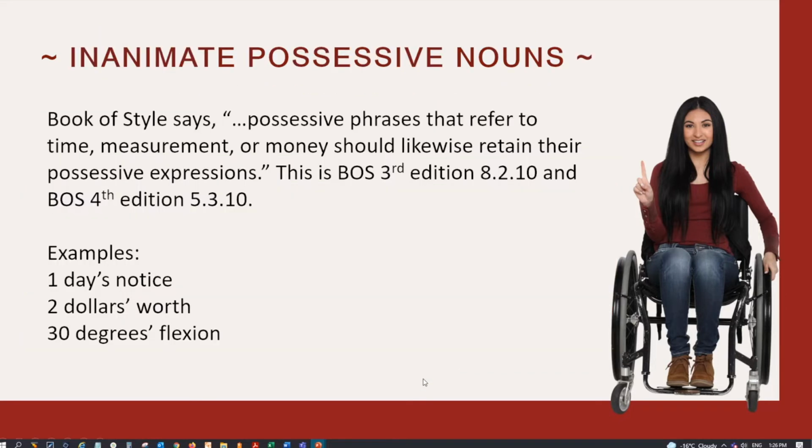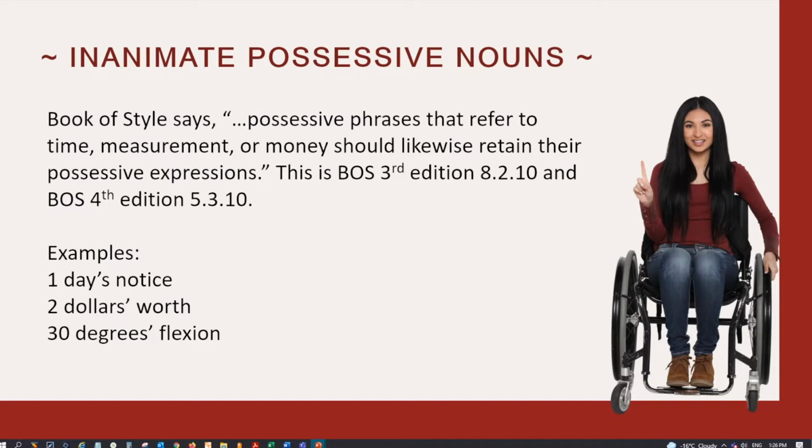Okay. All right, inanimate possessive nouns. This is something that took me a while to get used to. I think for me, it was just a lot of repetition and hearing these phrases more often and kind of getting to know them. But the Book of Style talks about possessive phrases as things that refer to time, measurement, or money that should likewise retain their possessive expressions.